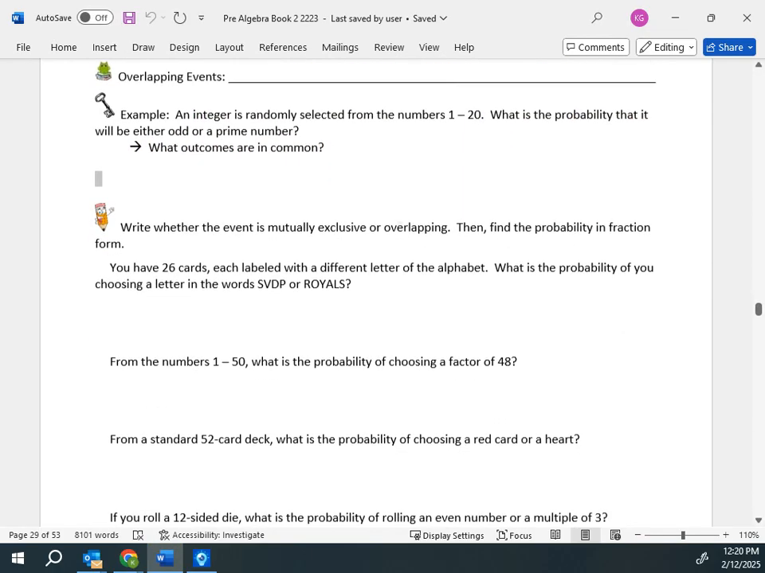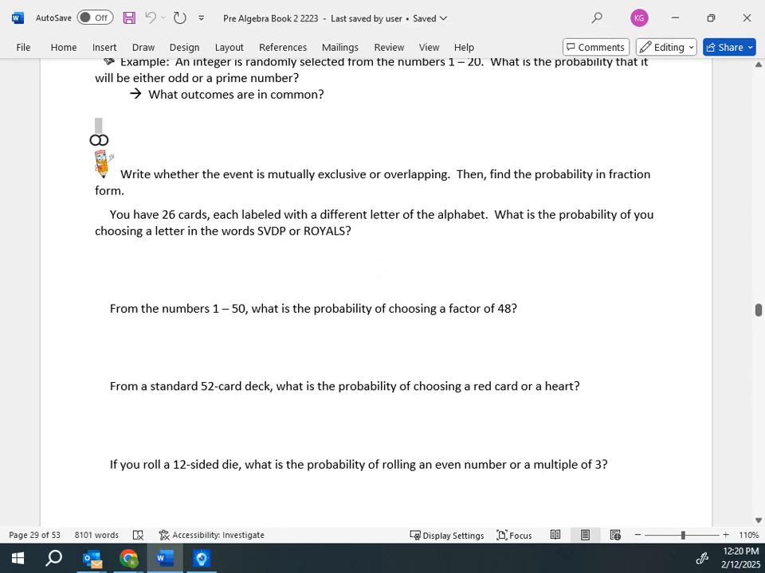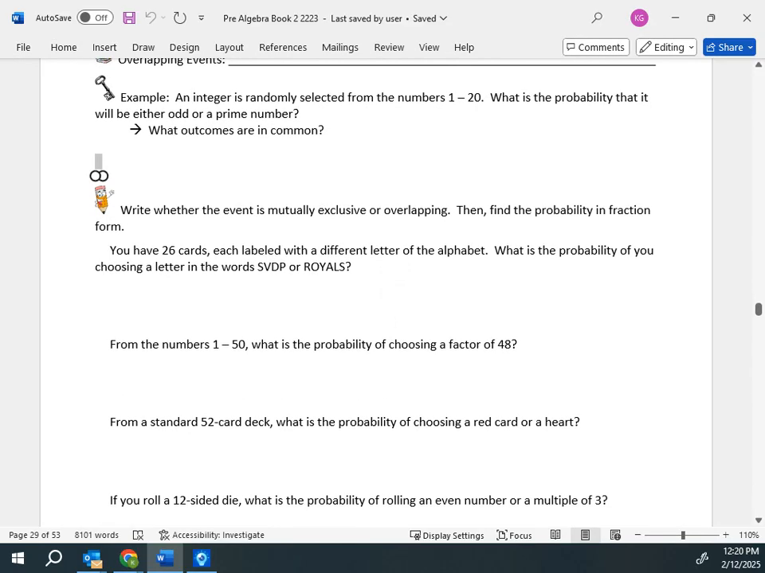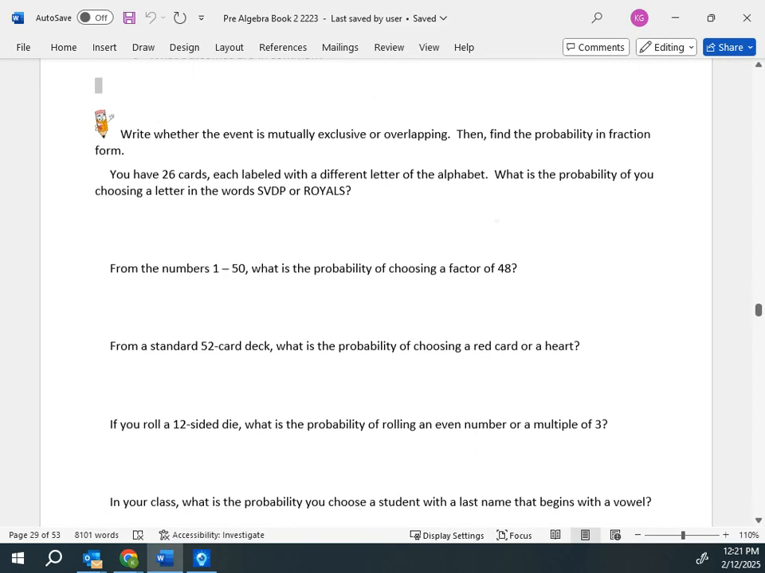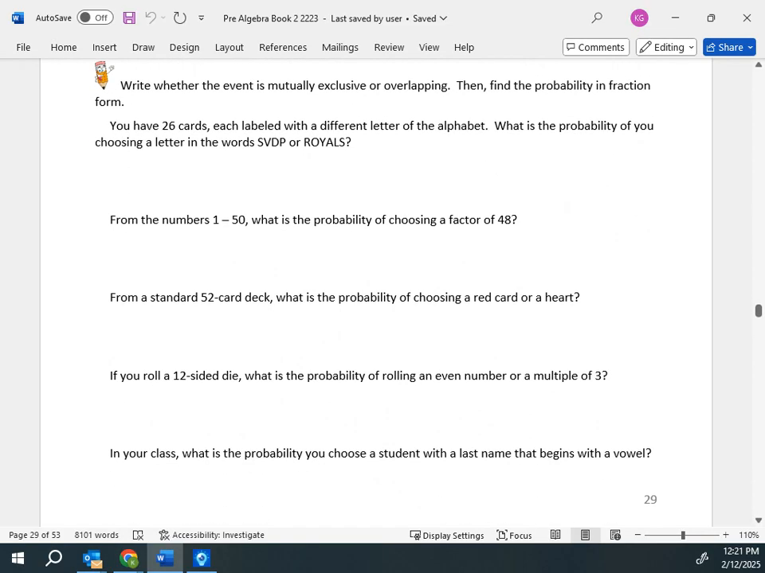So mutually exclusive means only one of them can happen. Overlapping means they overlap. You can have both odd and prime. So let's look at whether the event is mutually exclusive or overlapping. That's the first thing we have to figure out. Then we're going to find the probability in fraction form. We do not have to turn it into a percentage. We just need that fraction for our probability.